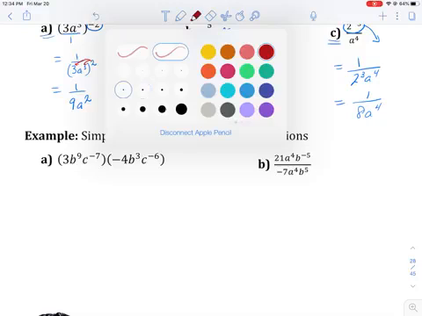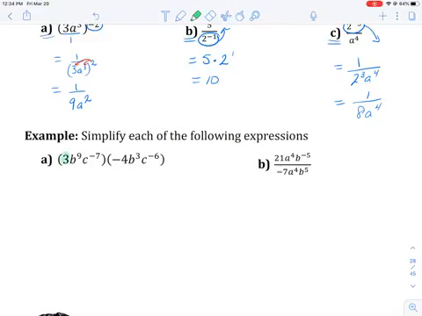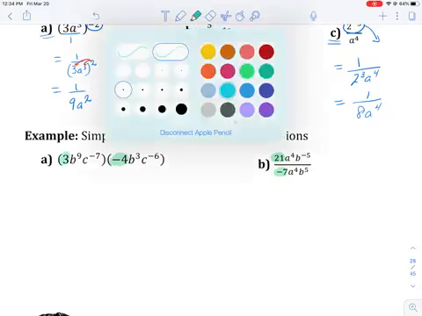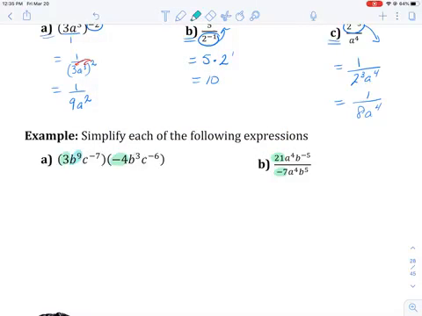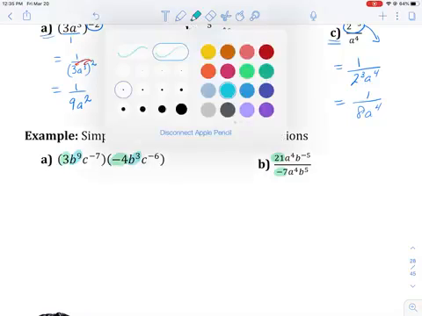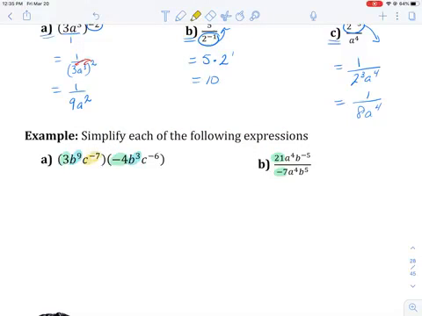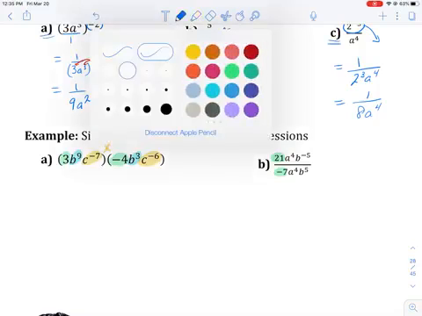Let's look at the next one. We want to simplify. So I'd like to look at these separately. Okay, and we'll do the same thing over here. We're going to look at the numbers separately, and then we'll look at the individual variables. I've got 3b to the 9 c to the negative 7 multiplied by negative 4b cubed c to the negative 6, and this is all multiply, right?